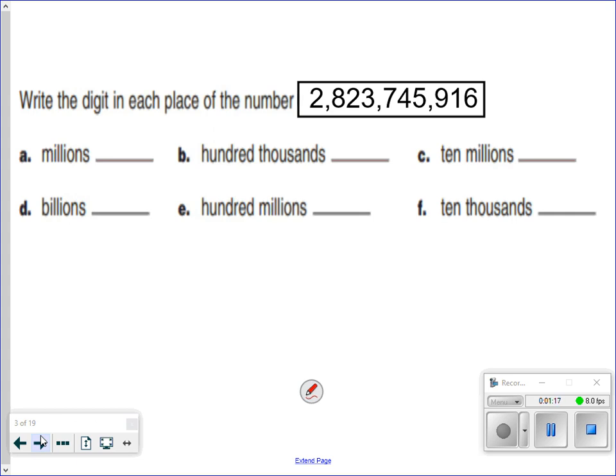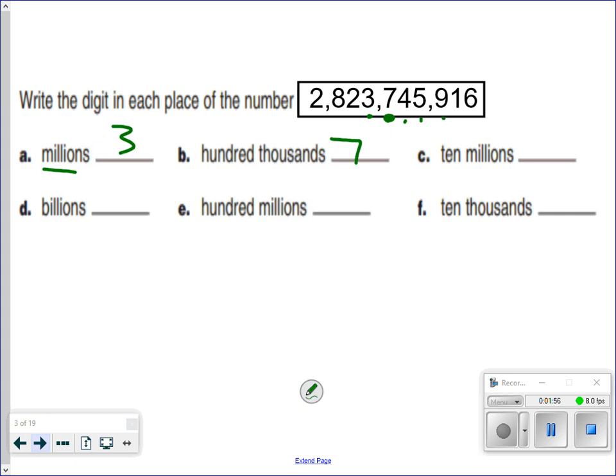So first of all, we're looking for the millions. Which number is in the millions place? Well, this is our ones. This is our thousands. Here's our million. The 3 is in the millions. Just put the number 3. 100,000s. This is 100. That 1,000, 10,000, 100,000 is right here. 7. The number, by the way, is 2 billion 823 million 745,916. I should have read that number first right away.